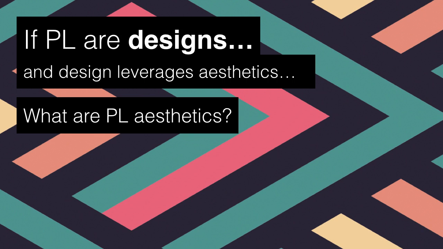And finally, if programming languages are designs, and design exploits aesthetics for utility, what are PL aesthetics? What is beauty? What is parsimony? What is brevity? What are these ways of reasoning about programming languages aesthetics that go beyond soundness and correctness? Are there ways of reasoning about these formally, perhaps?